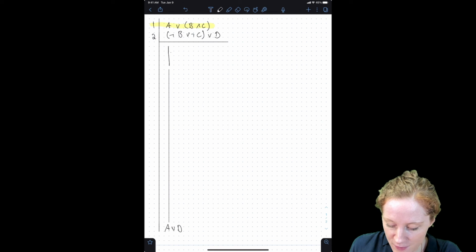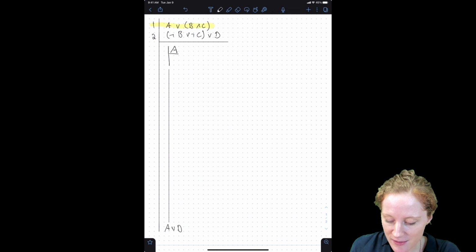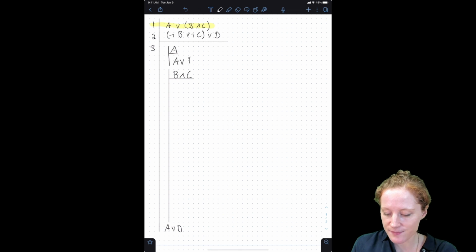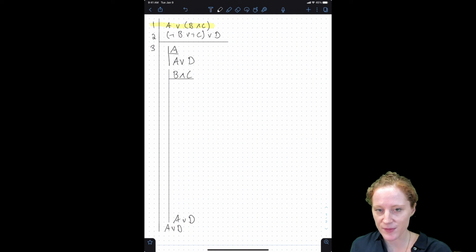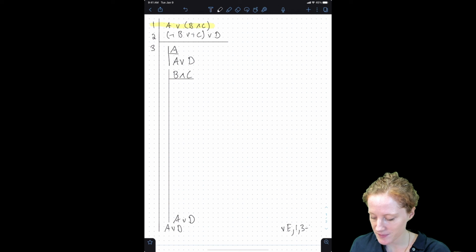And at the top of the first subproof, I'll put A, my first disjunct, and then at the top of the second subproof, I'll put B and C, which is my second disjunct. And in either case, my goal is to prove A or D, since if I'm able to prove A or D in both cases, then I can infer my overall conclusion by citing disjunction elimination applied to lines 1 and the two subproofs.